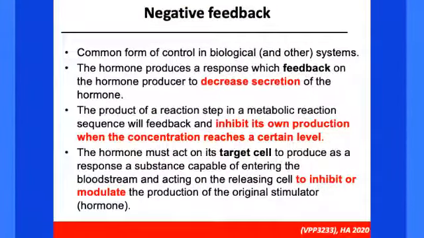Now, what is the negative feedback system? I think you already know this system, especially from biochemistry and physiology. To summarize, the negative feedback system is the process to inhibit the production of a certain level, to decrease secretion, or to inhibit or modulate production. For example, you can see on the next slide.